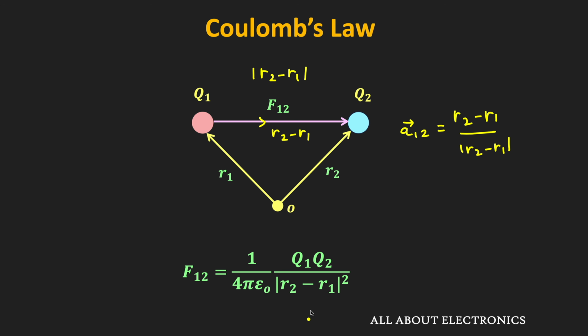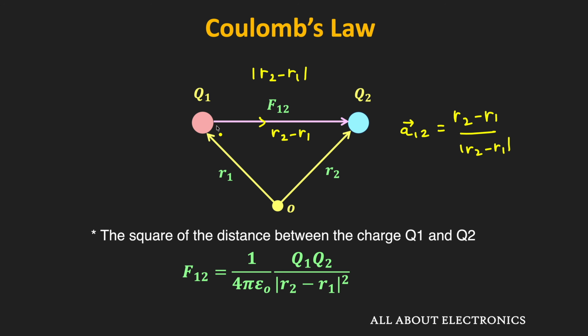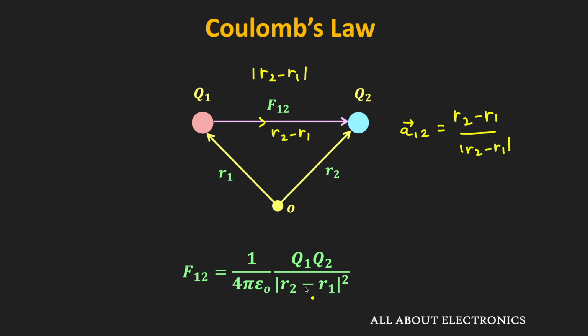And here this r square is equal to the distance between the charge q1 and the q2. So in this case that is equal to the magnitude of this r2 minus r1 whole square. And if we see the direction of this force, then it can be given by this unit vector. So that is equal to this r2 minus r1 divided by the magnitude of this r2 minus r1. So in this way, this expression represents the force between the two charges along with the magnitude and the direction.